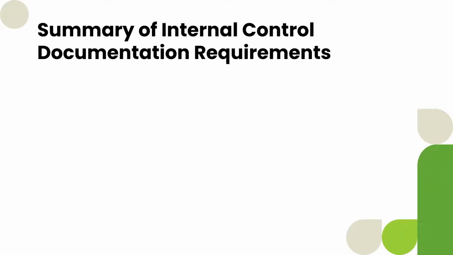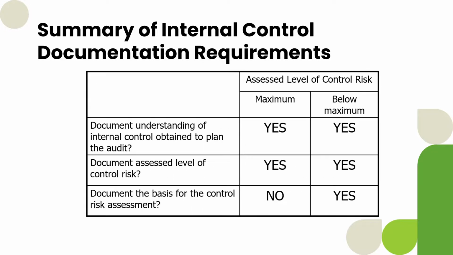Now, we said that we are required to obtain the understanding, we are required to document the understanding. So, what are the documentation requirements for internal controls in relation to the different control risk assessments that he or she may make? So, if the assessed level of control risk is at the maximum, again, we recall if control risk is at the maximum, we don't intend to rely on the controls. Are we required to document our understanding? Yes, it's a requirement. Do we document the assessed level of control risk? Yes. We say that we have assessed control risk at the maximum. Do we document the basis for control risk assessment?